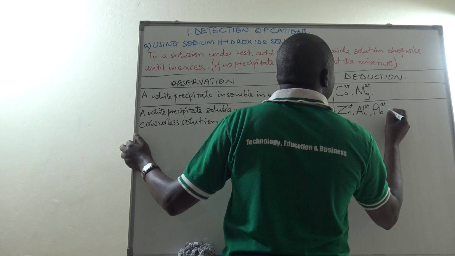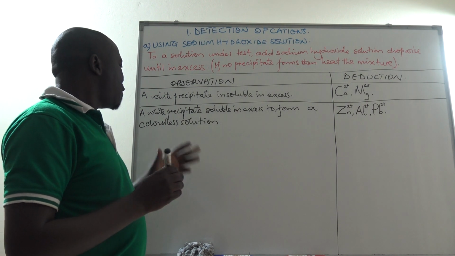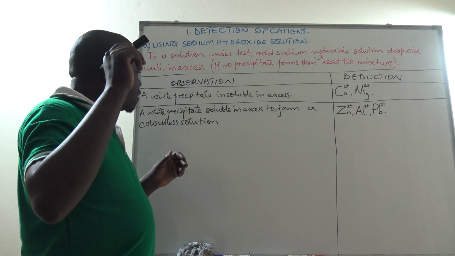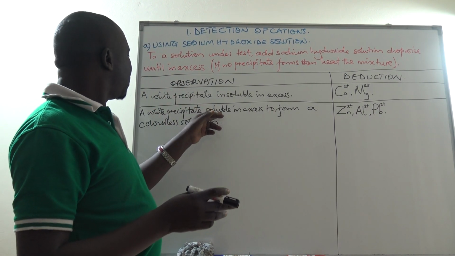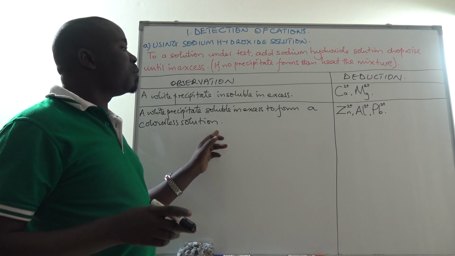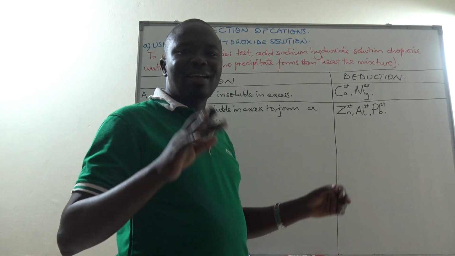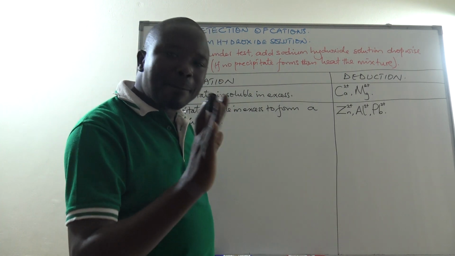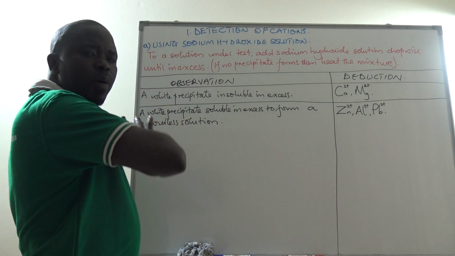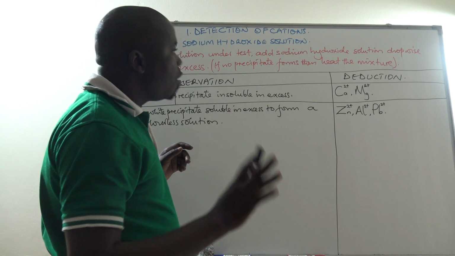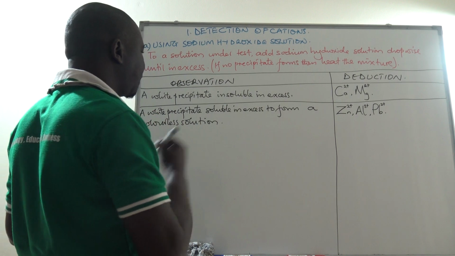So these three cations give us the same observation of a white precipitate soluble in excess to form a colorless solution. I said that if it dissolves, if it is soluble, then be ready immediately to accompany it with the color of the solution formed, or the resultant solution. So these three, zinc ion, aluminium ion, and lead-2 ion, some people call them ZAP, the ZAP cations. They all give us the same observation. So we write all of them, do not omit any. All of them give us the same observation with sodium hydroxide solution.